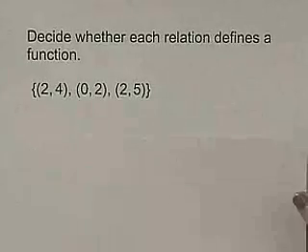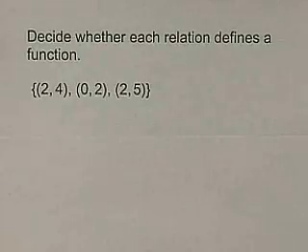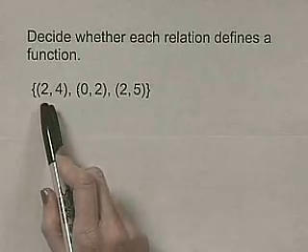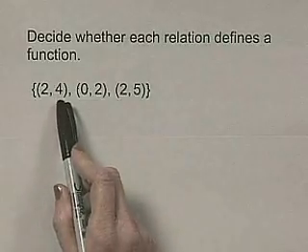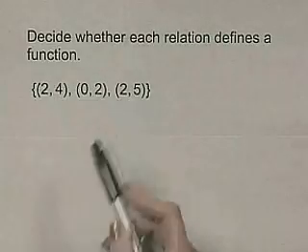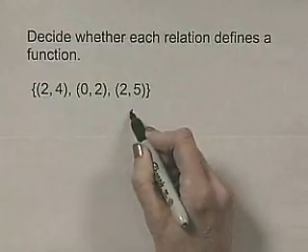Let's consider the first one. We have ordered pairs (2, 4), (0, 2), and (2, 5). Notice that for an x value of 2, there's more than one y value. Here it's paired with the value 4, and here with the value 5. Therefore, this is not going to be a function.